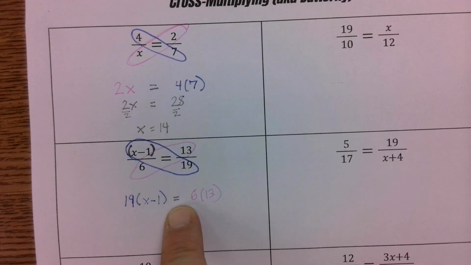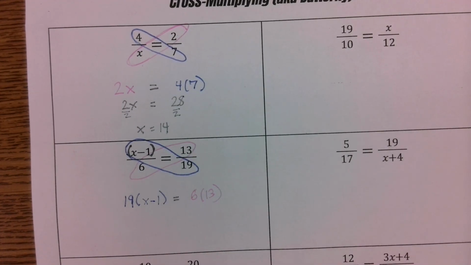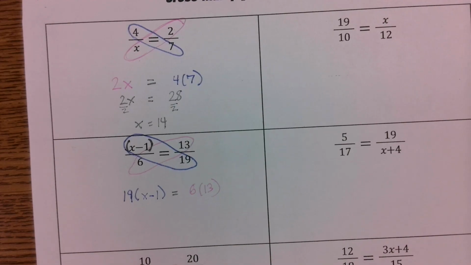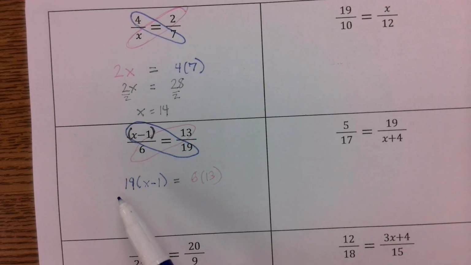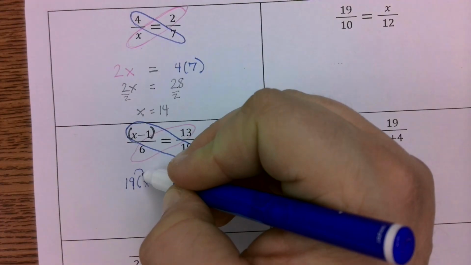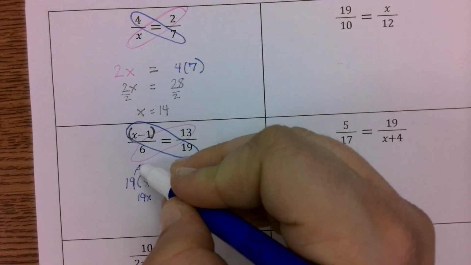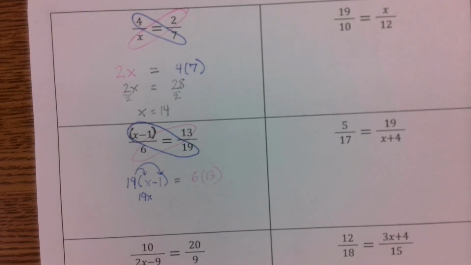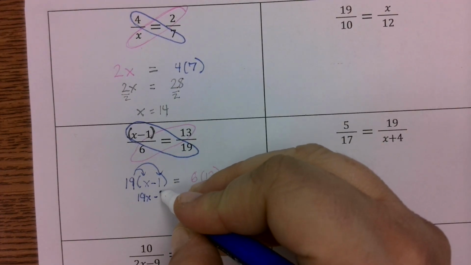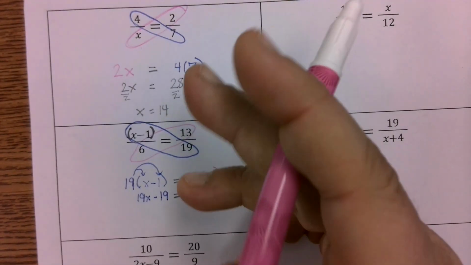And I'm just putting this in parentheses to show you that that's what I'm doing here. I'm multiplying 6 times 13. Okay? So now that I have a value in parentheses in front of our x, I'm going to distribute. I have to do 19 times x, which is 19x, and I need to multiply that 19 by that negative 1, negative 19, which is going to be equal to, on this side, 78.